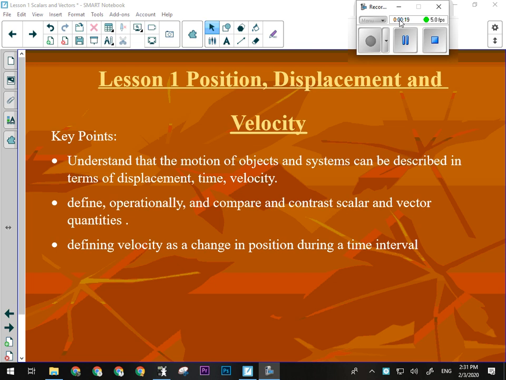The key points are that we have to understand that the motion of objects and systems can be described in terms of displacement, time, and velocity. We need to remember and review that scalar and vector quantities are slightly different and look at things from different points of view. We need to define velocity as a change in position during a time interval. In other words, be able to use that formula, which can also be written this way: displacement is final position minus initial position divided by time. That's the formula we're focusing on, along with a review of scalar versus vector quantities.